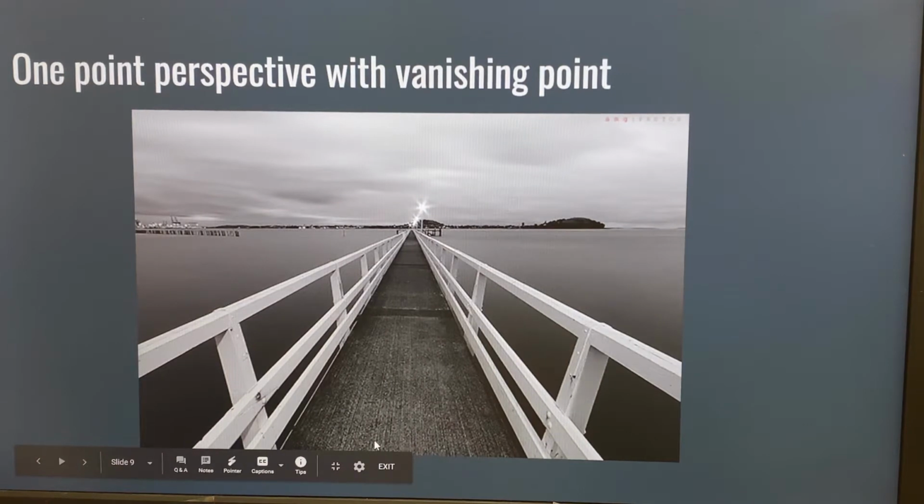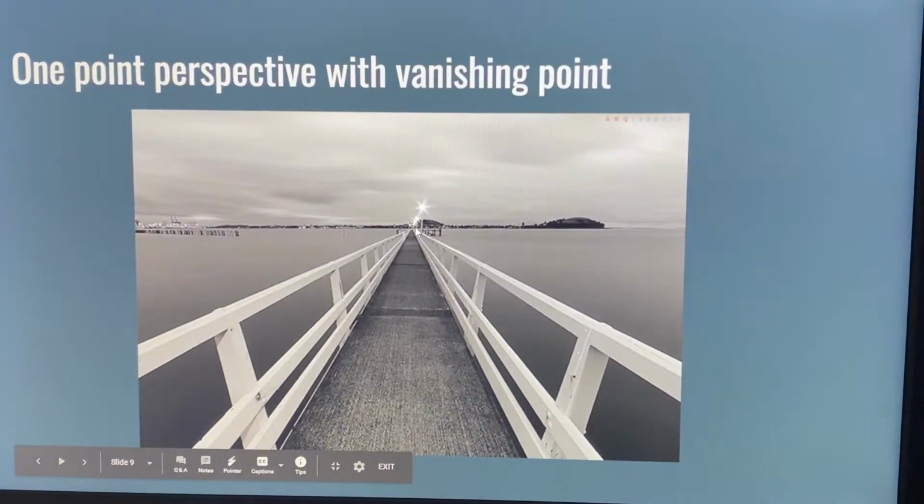This is what we call a one-point perspective with a vanishing point. So this is a little pier going out across some water. So your eye is drawn all the way across this pier until it looks like it vanishes because it's getting so small down there. So we call that the vanishing point. The vanishing point is where it kind of just disappears. You have a one-point perspective, and your lines will all go towards that one point.